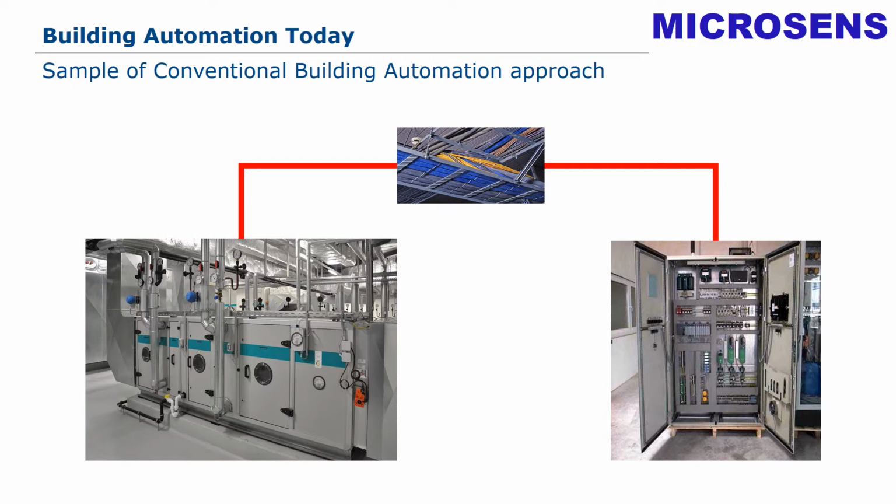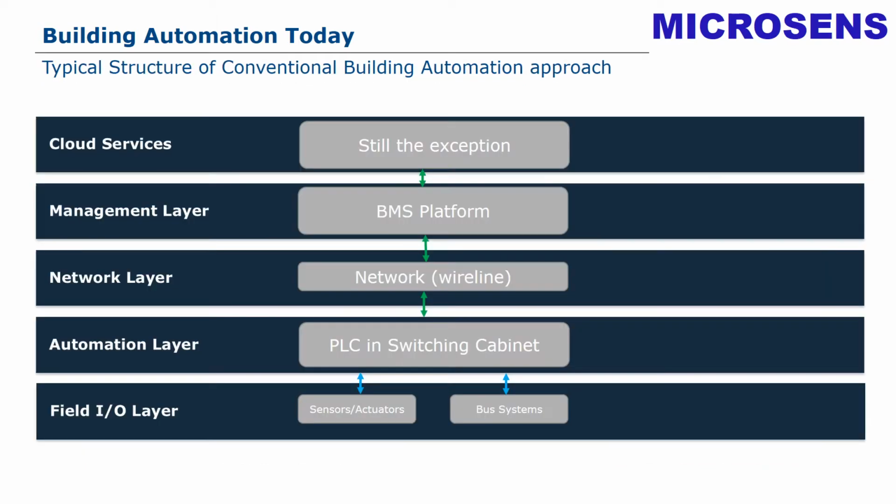To analyze the structure of our sample ventilating unit, we can transfer it into a layer model for a conventional automation system, which looks like this. You see here the different layers. We start from the bottom one, which is the field and I/O layer. In this layer, we find all the sensors, actuators, and bus systems for collecting all the physical information directly from the field. In this area, we find temperature sensors, pressure sensors, valve actuators, and so on, and also the mentioned bus systems like KNX, LON, Modbus, and so on.